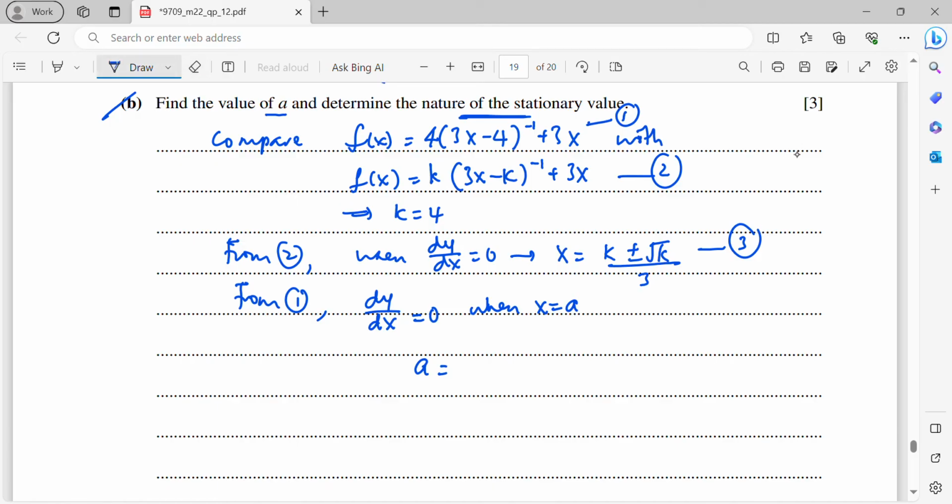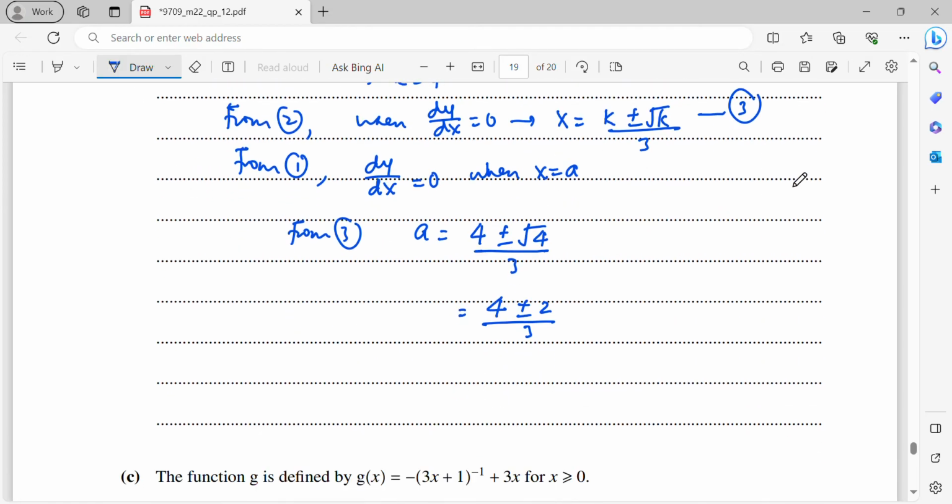So I will write from the third, my a is going to be 4 plus or minus the square root of 4, over 3. Then I will get 4 plus or minus 2 over 3, because the square root of 4 is 2. Then here is going to be 4 plus 2 over 3, or 4 minus 2 over 3. The first one will be 6 over 3, which is 2. The second one is 2 over 3. That will be your a.